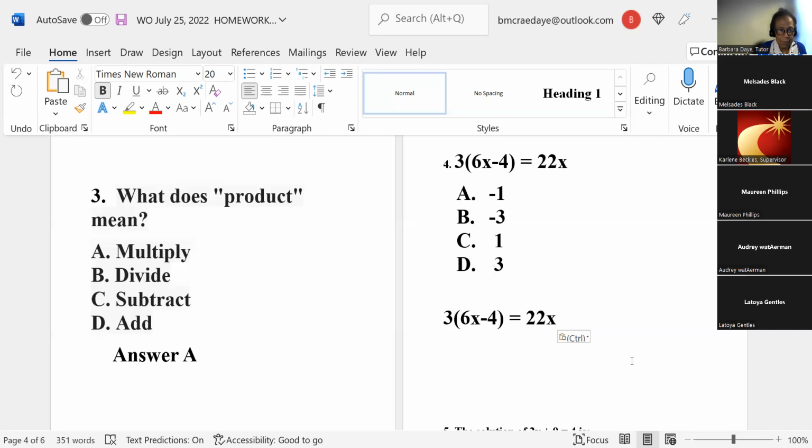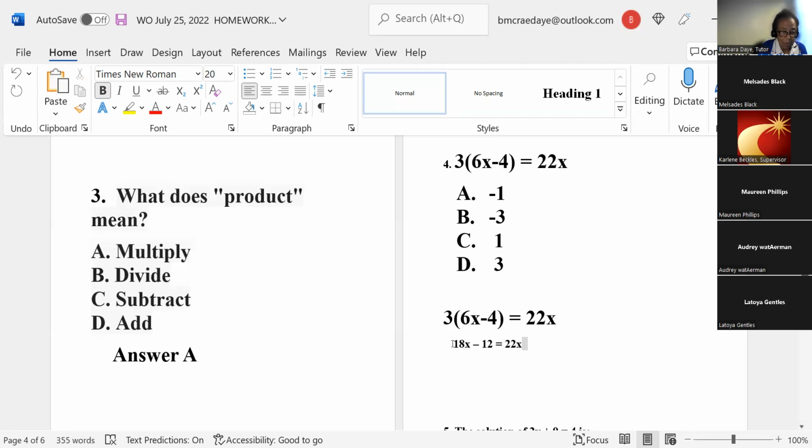I multiply what's in the parentheses. 3 times 6x minus 4. What did you get? 18x. And then 3 times -4, you got what? 3 times -4, Latoya. Oh, -12. Sorry. -12. And that's equal to 22x. Okay, I'll make this bigger.